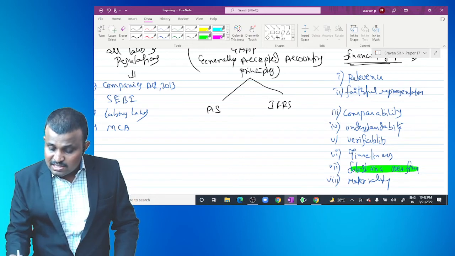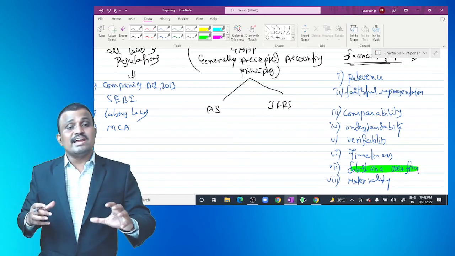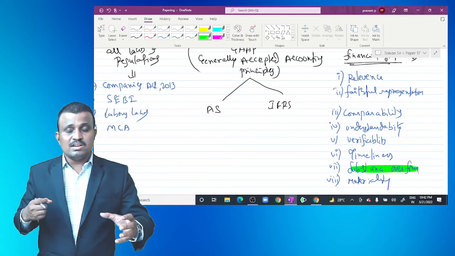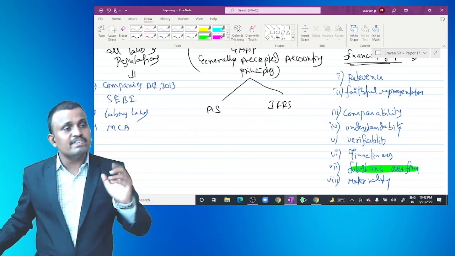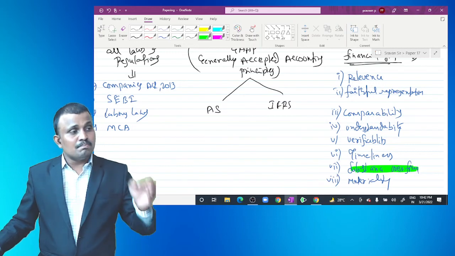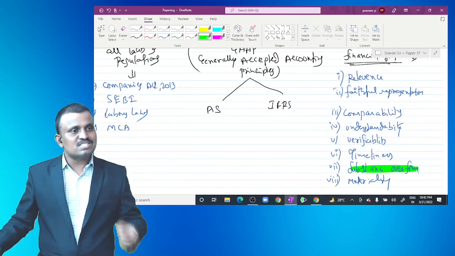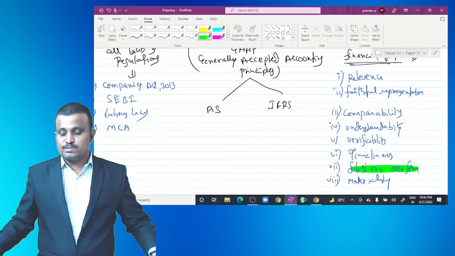And another one is timeliness. The data should be provided depending upon availability. As and when the data is required, we need to provide it. The data must be useful to the respected party.